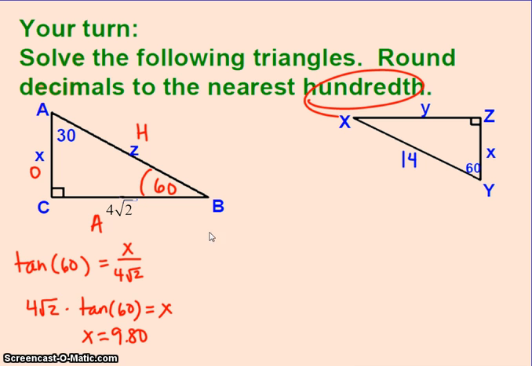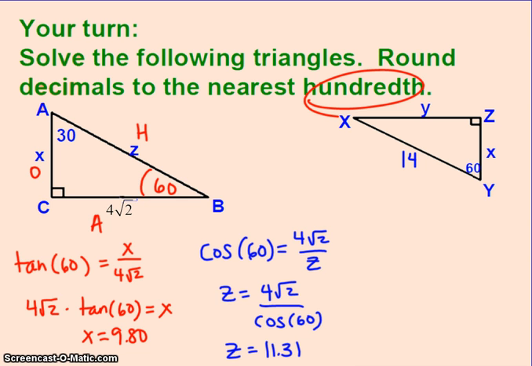For z, or the hypotenuse, I'm going to use cosine of 60. My variable's down low, so I'll divide: 4 square roots of 2 over the cosine of 60 is 11.31. So I have solved all the sides and all the angles for this triangle.